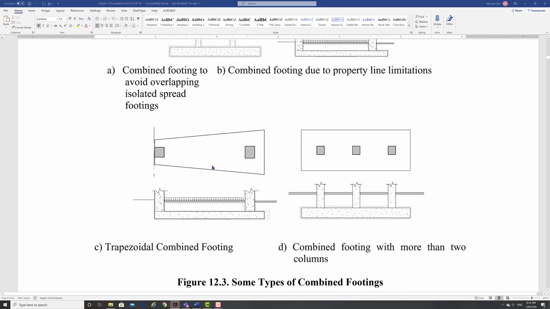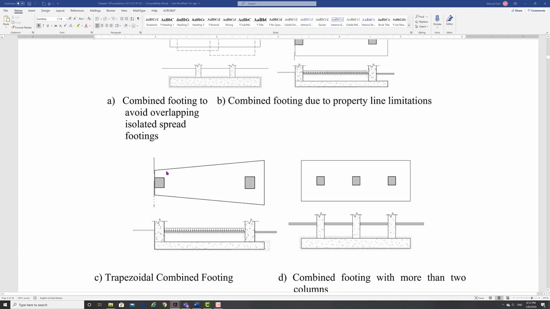There are different types of combined footings. You can make rectangles, you can make trapezoidals. It depends. Okay, that's more about money, right? Because this one you have to form it and all that, so it costs more money.